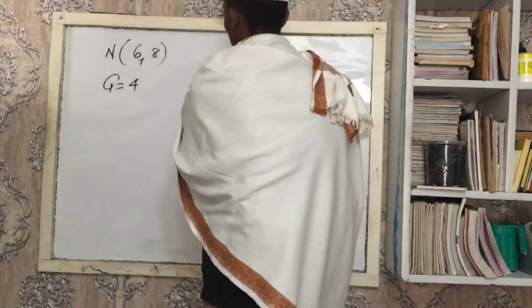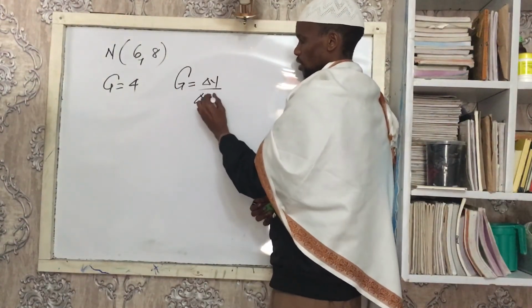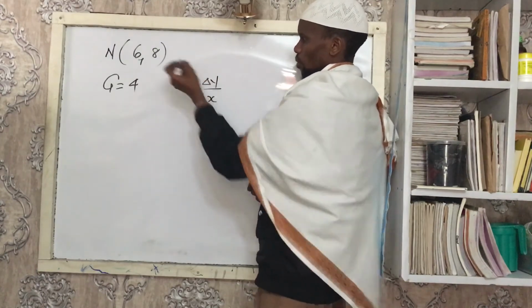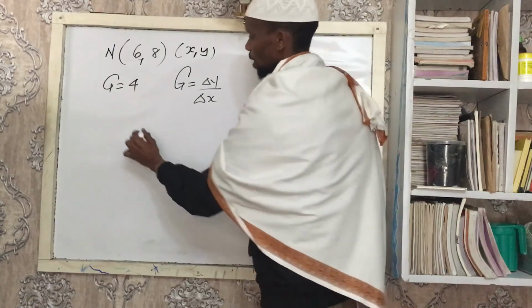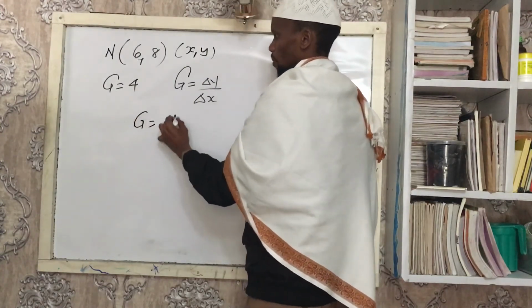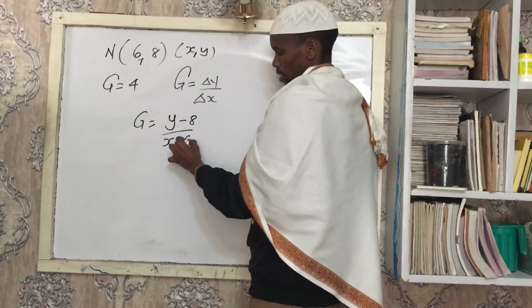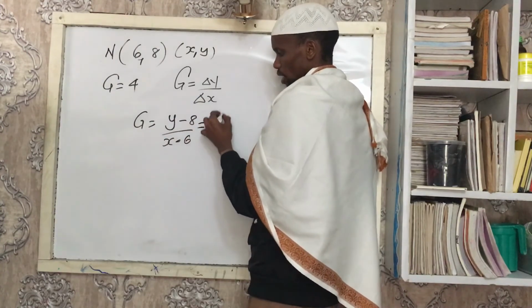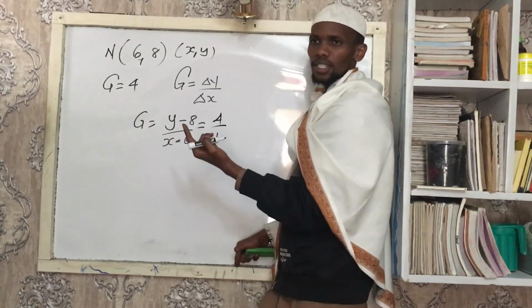Let's do it together. So we start by saying gradient is equal to change in y over change in x. We take the point as x, y as our second point. So gradient is equal to y minus 8 over x minus 6 is equal to 4, I can say 4 over 1. Cross multiplication is the next thing.